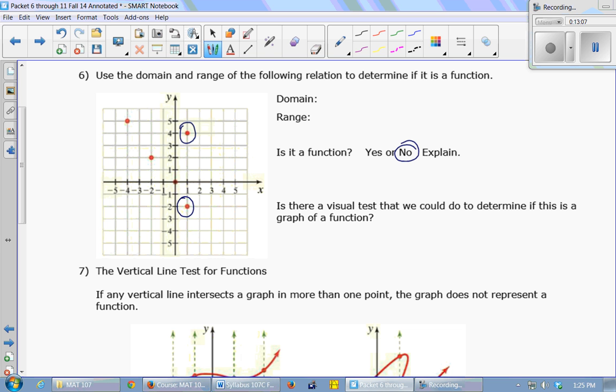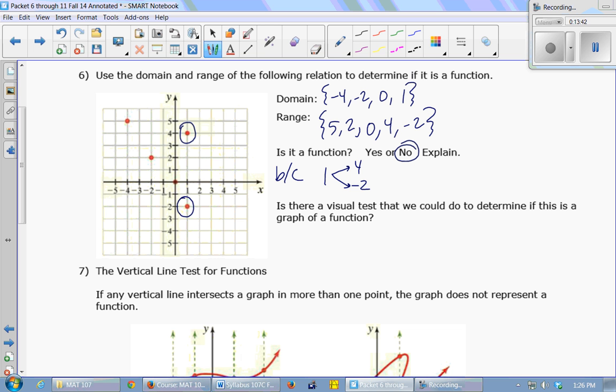Right? And I can list the domain. Again, this is just the set of x values: -4, -2, 0, and 1. And my range is 5, 2, 0, 4, and -2. So this is not a function because 1 goes to 2 different places, 4 and -2. And each input can't have more than one output.